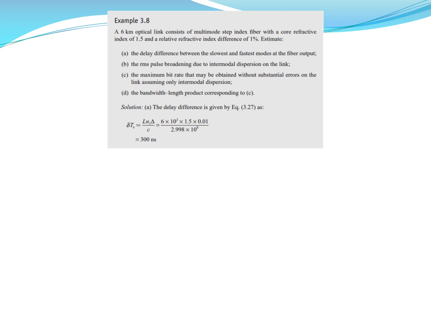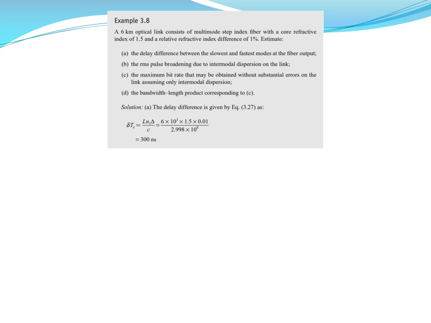c is taken as 2.998 into 10 power 8 meters per second, or 3 into 10 power 8 meters per second. Here we have assumed 2.998 into 10 power 8 meters per second. On substitution, I get the delay difference as 300 nanoseconds.